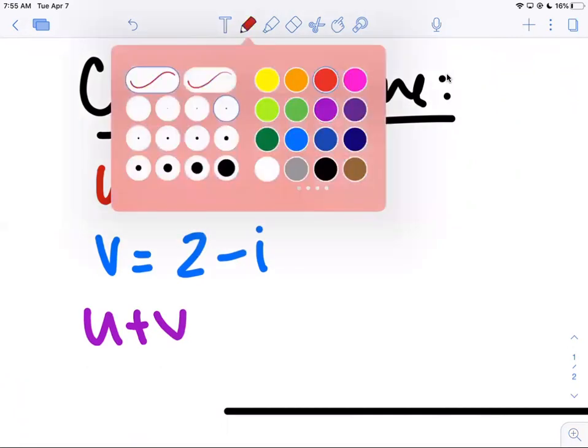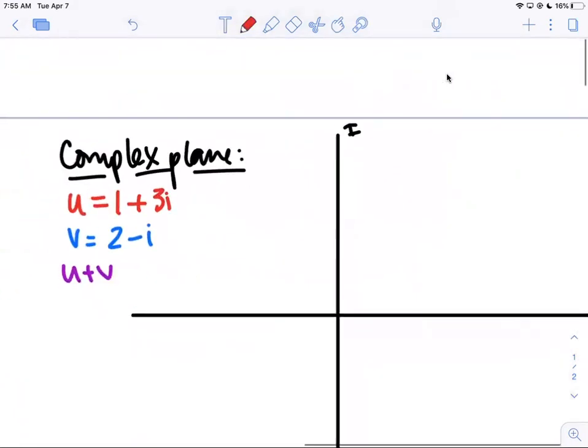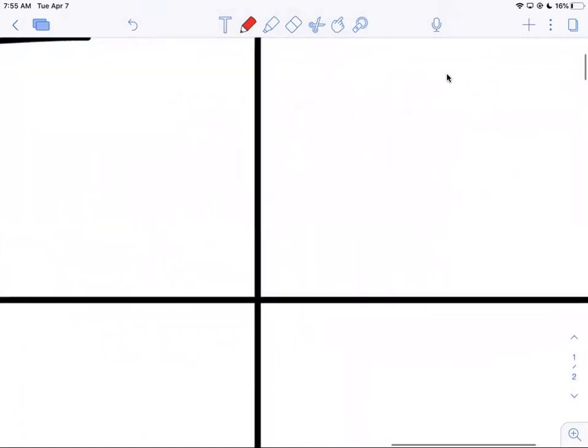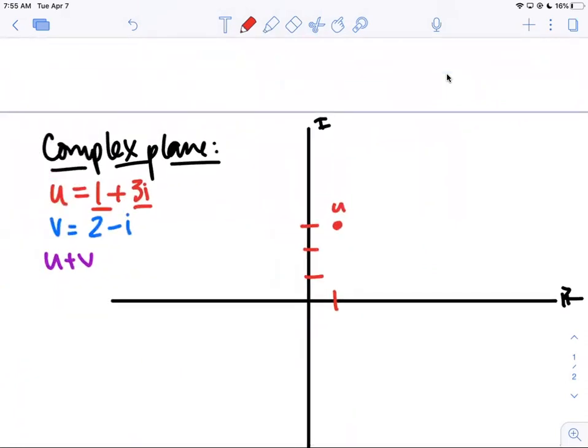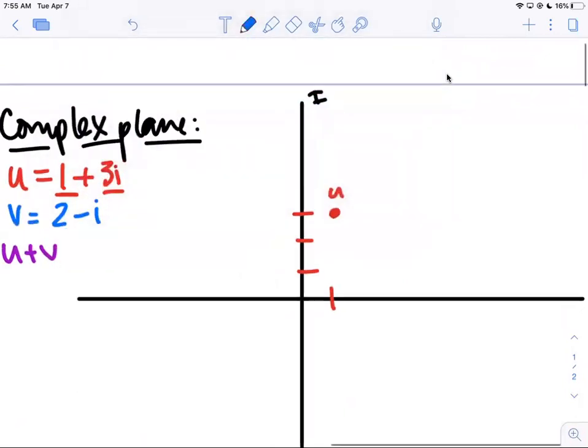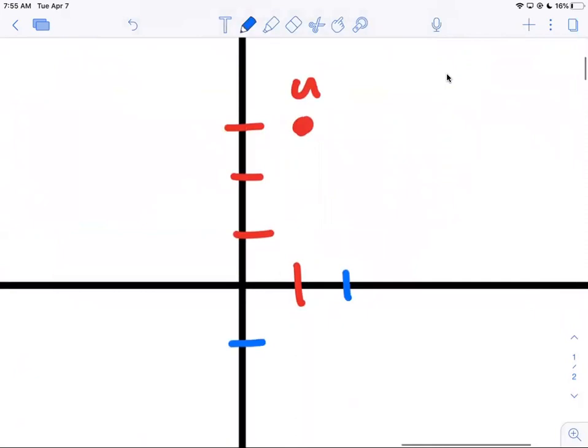So we're going to start by going to u. I'm going to graph my real number first on the x-axis, and then I'm going to go up or down and do my imaginary number. So I'm going over 1, and I'm going up 1, 2, 3. So the point u is just here. This is like back to 7th grade or whatever you learned to plot points. Okay, that's point u. Now we're going to do point v, which is over 2 and then down 1. So v is like right about there.